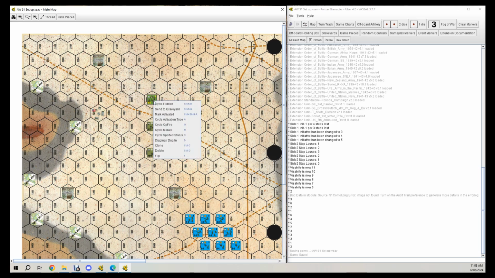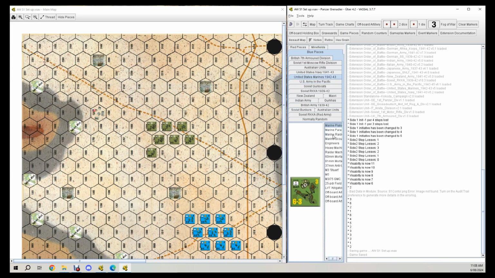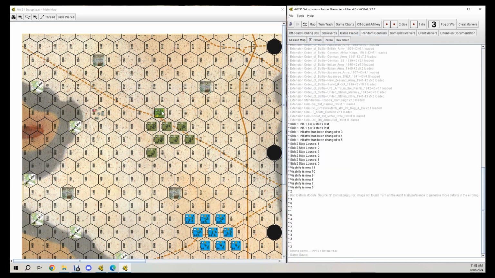So let me just get rid of this guy, delete him, and grab a Marine Scout. Marine Scout. There we go. So that's the troops for that. Righto. So what we have is a Marine Scout, which is the Alaska Scout. We've got six infantry platoons and a heavy machine gun for the Americans. We've got six infantry platoons of the Special Naval Landing Force and three heavy machine guns.